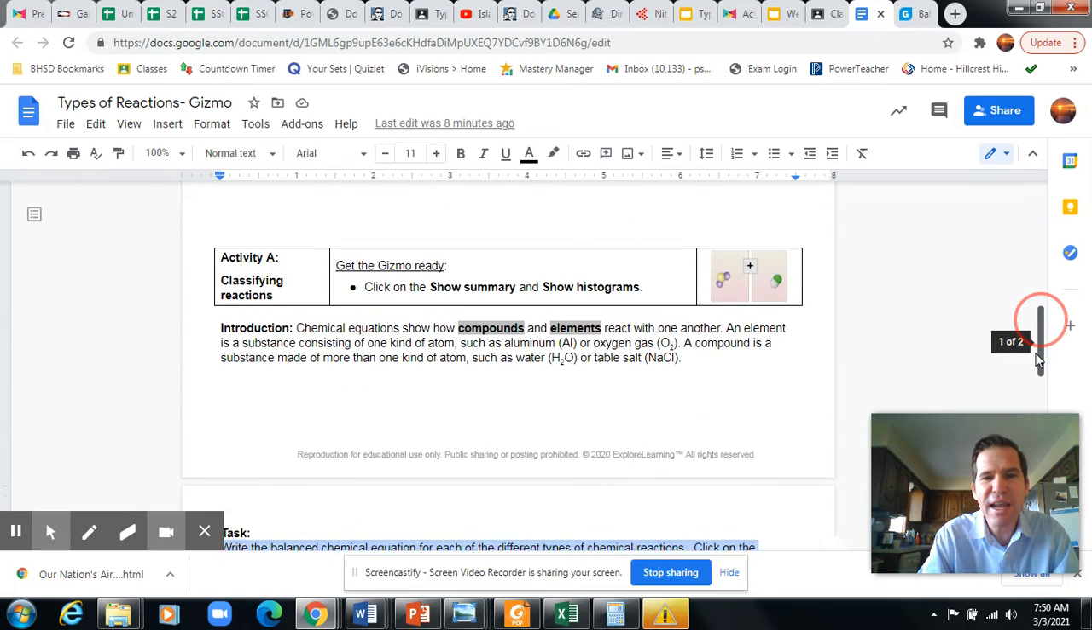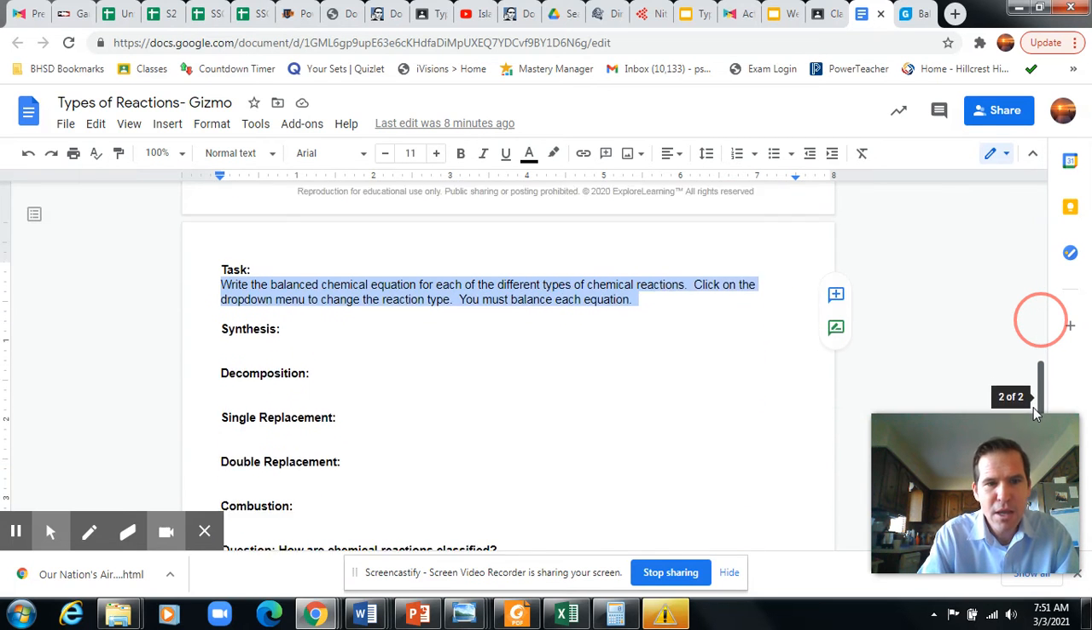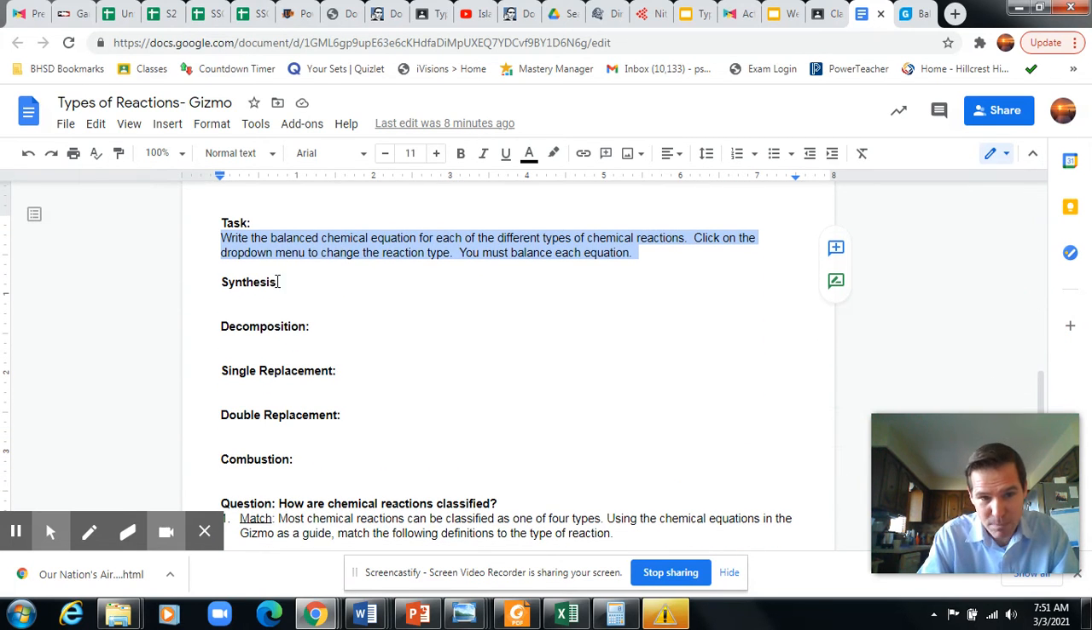Then for the second part here, we're looking at different types of reactions. Here are our 5 different types of reactions. You're asked to write a balanced chemical equation for each of the different types of chemical reactions. Click on the drop-down menu to change the reaction type. You must balance each equation. So here, give me the balanced chemical equation.